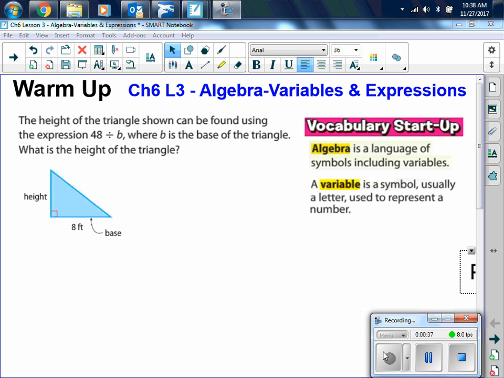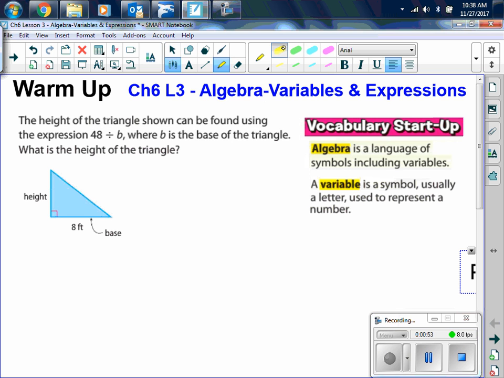Alright, so it says the height of the triangle shown can be found using the expression 48 divided by b, where b is the base of the triangle. We want to find the height of the triangle. So it says here that the height can be found using 48 divided by b, okay? So when we solve this problem, the first thing we're going to do is write down the expression that they give us, okay?